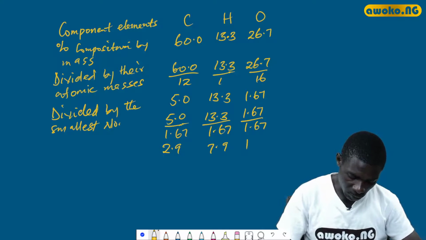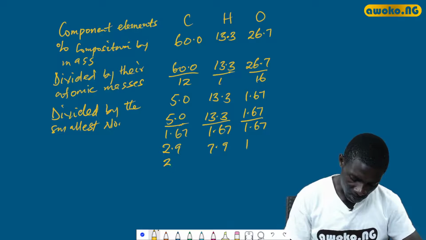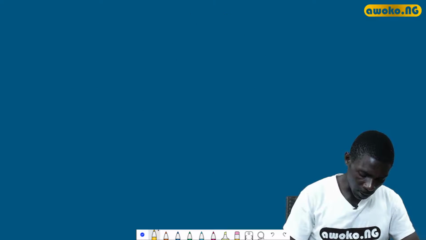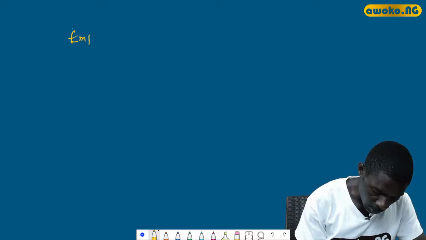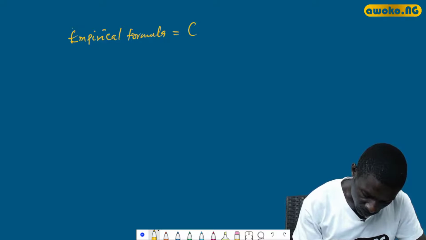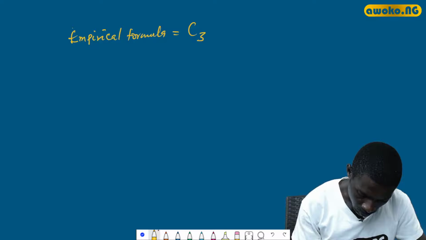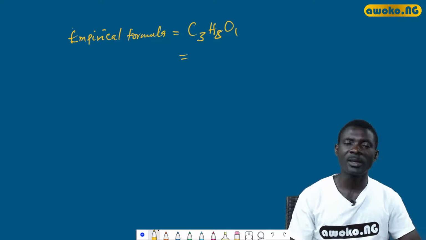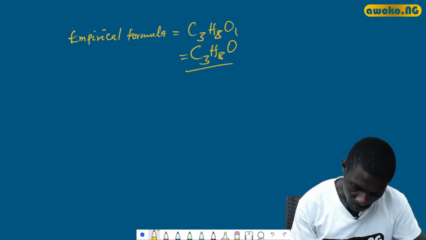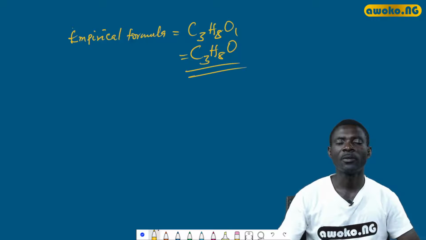So rounding this to the nearest whole number, 2.9 will give us 3, while 7.9 will give us 8. Here is already 1 as a whole number. Now the empirical formula of the compound is C3H8O1. There is no need of indicating the 1 according to science, so we just write C3H8O. So this is the empirical formula of the compound.